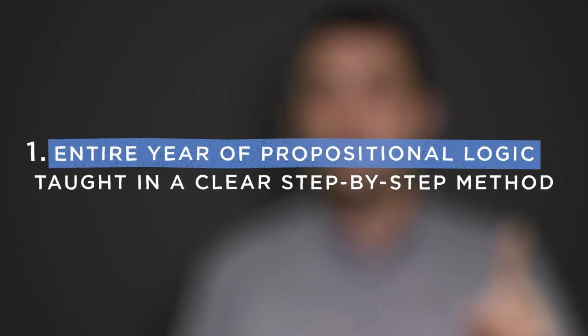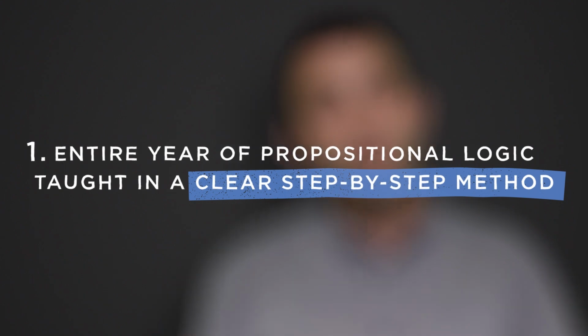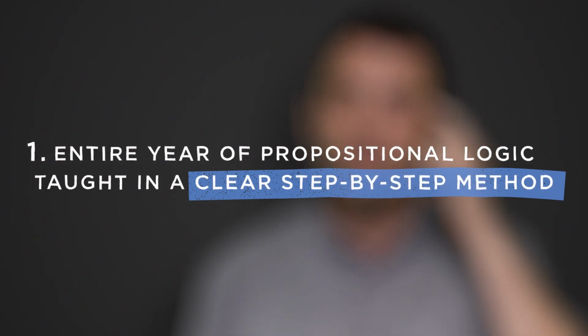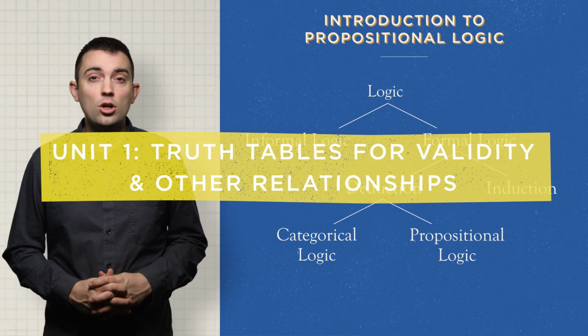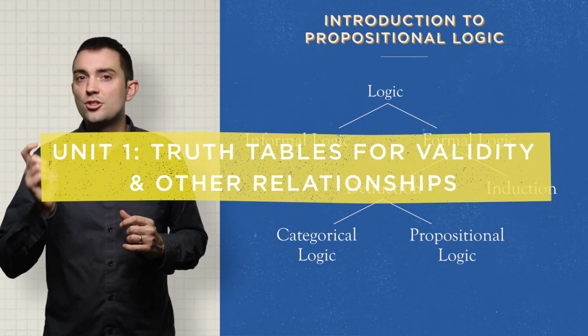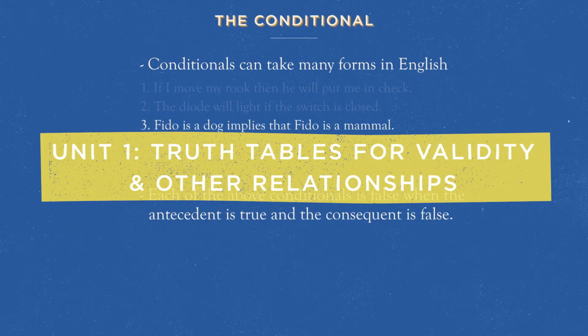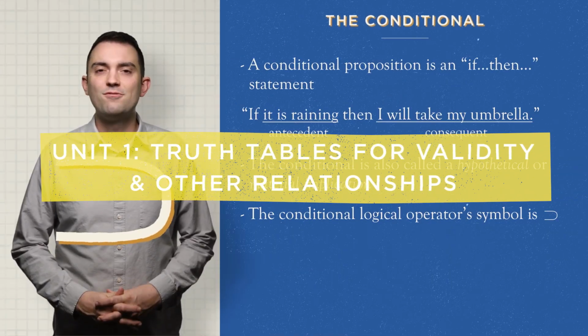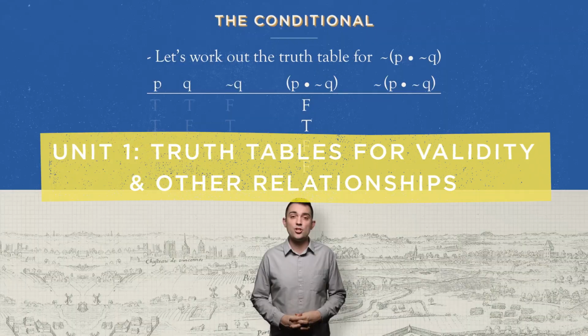First reason, Intermediate Logic gives you 1 year's worth of propositional logic for 8th graders, and it's taught in a step-by-step, rule-based, modern method perfectly suited for kids at this stage of learning development. Unit 1 covers truth tables for validity and other relationships. That's the way, for example, that you track how the truth value of a specific statement or proposition affects the truth value of an entire argument.